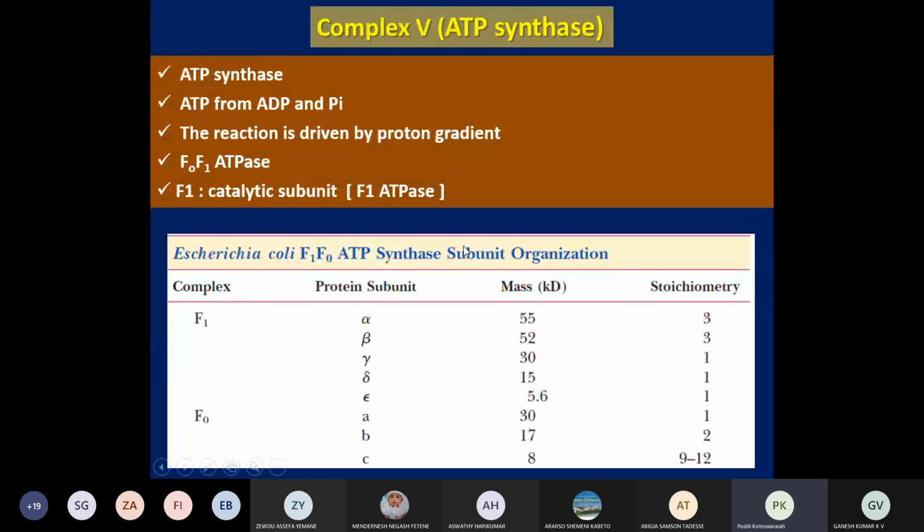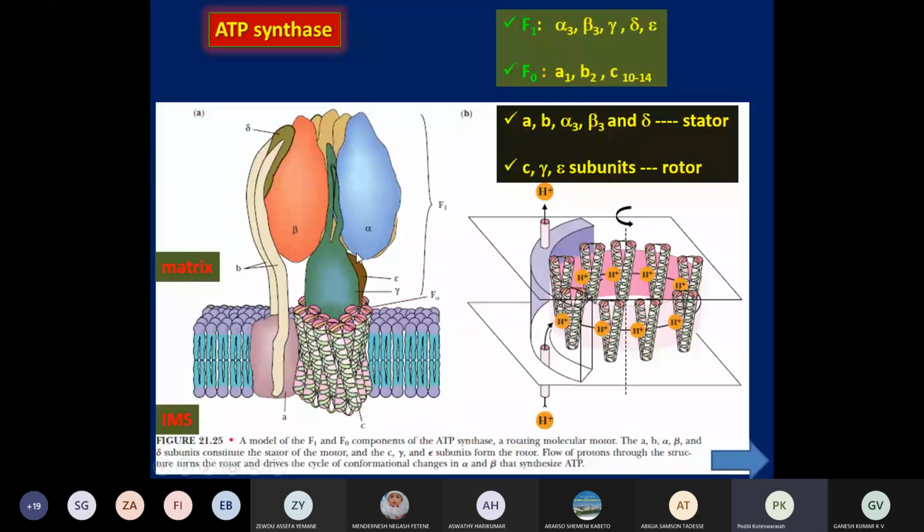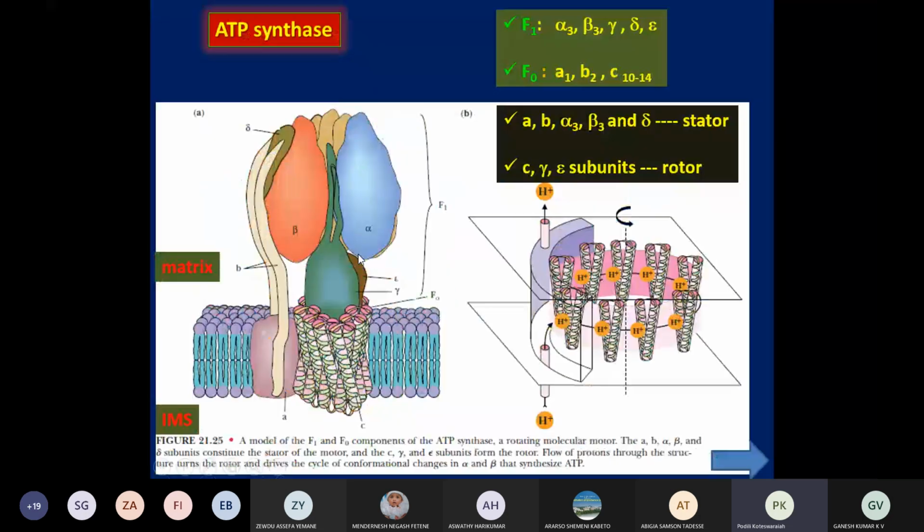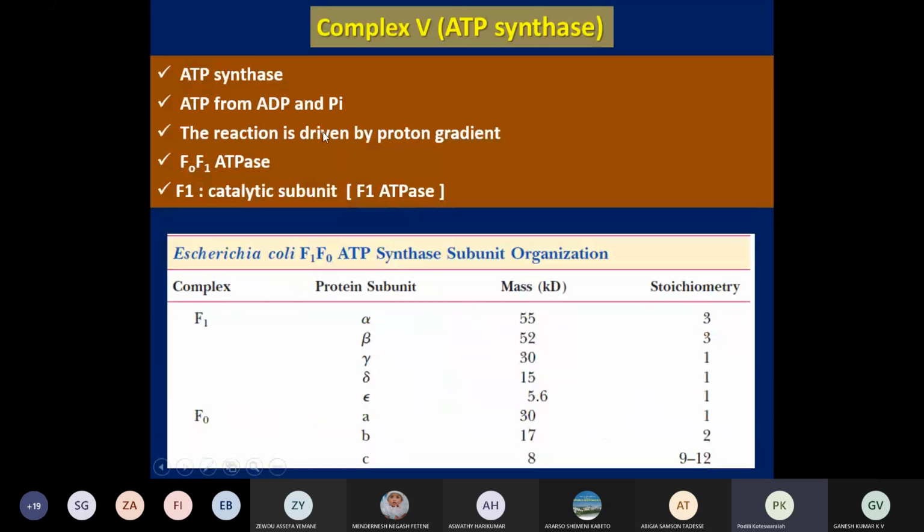And the last one is the ATP synthase. Once the proton gradient is generated, this proton gradient is utilized to synthesize the high energy molecule ATP from ADP by the ATP synthase. This ATP synthase is also known as complex 5, and its function is only to convert ADP and Pi to ATP.